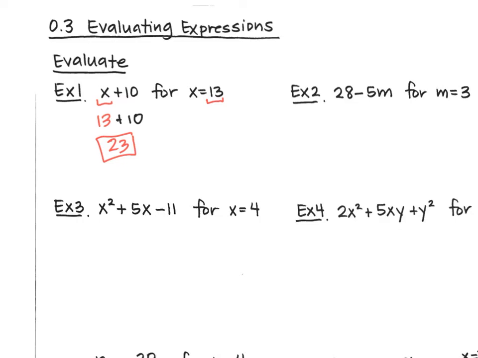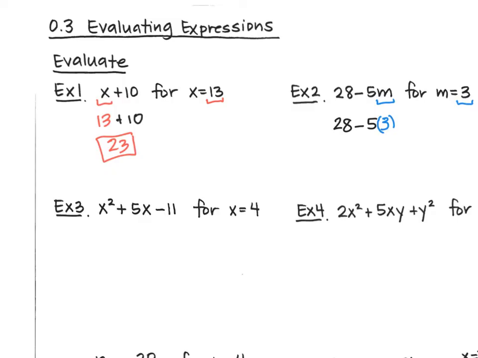Next one says 28 minus 5m for m equals 3. So it tells me where m is, I'm going to substitute 3. So here's m right here. Okay, so the 28, I'm going to bring down the same. The minus, I will bring down the same. And the 5, I will bring down the same. But where there's an m, I'm going to substitute 3. If I just write 3, it looks like 53. This is really saying 5 times 3. So I'm going to put parentheses on the 3 so it doesn't look like 53.